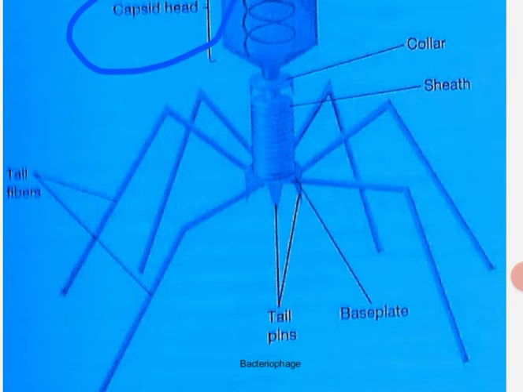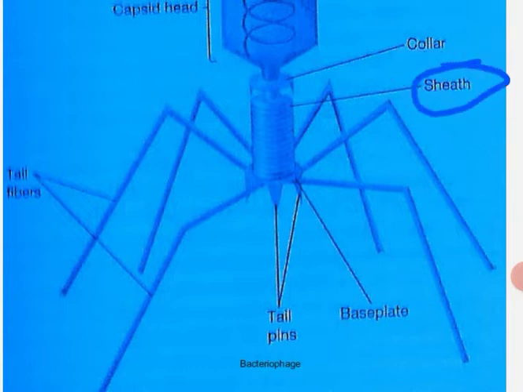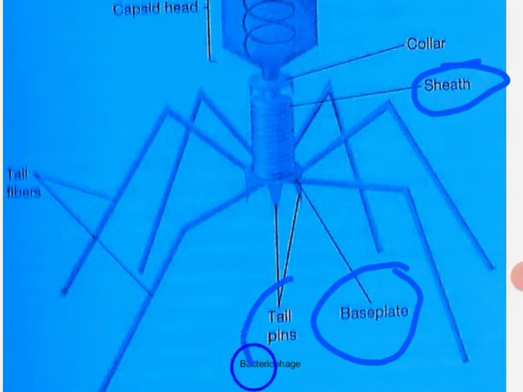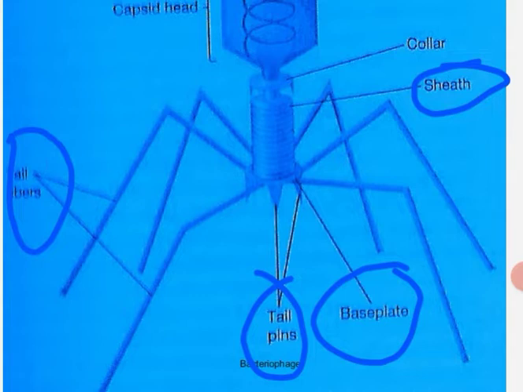Capsid head, nucleus, collar, sheath, base plate, tail pin, tail fibers. Capsid head, nucleic acid.